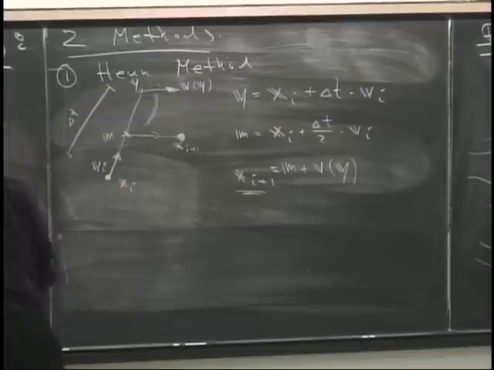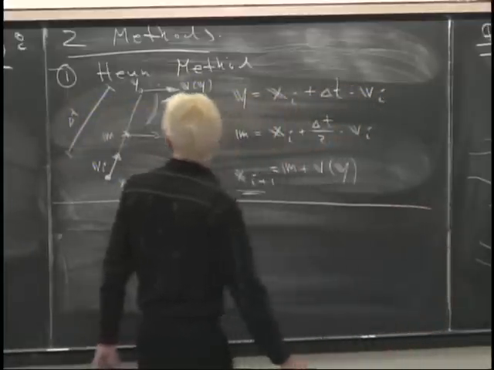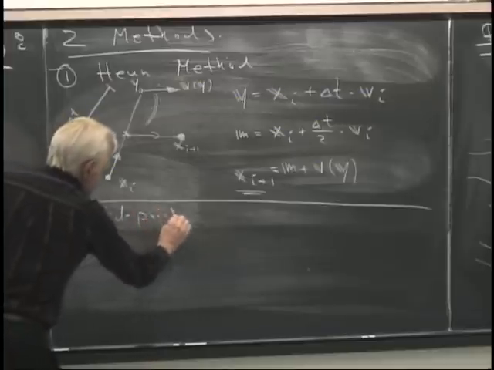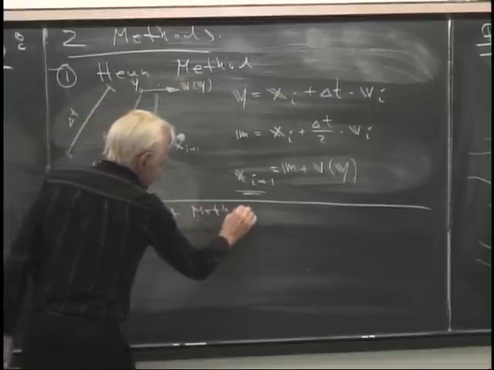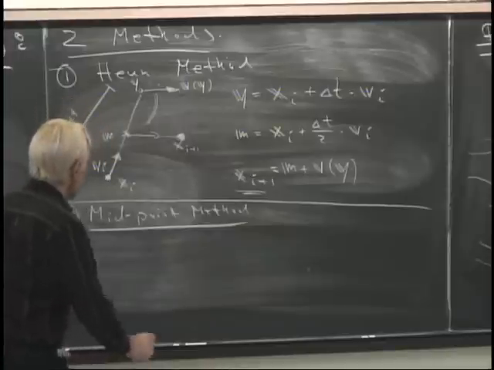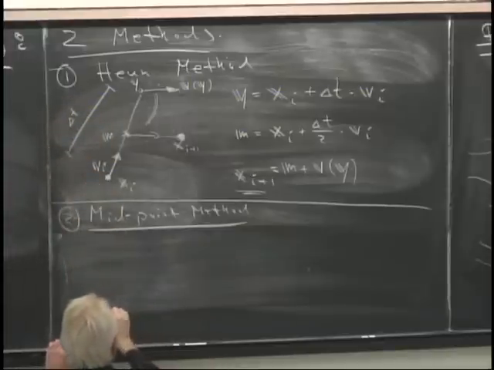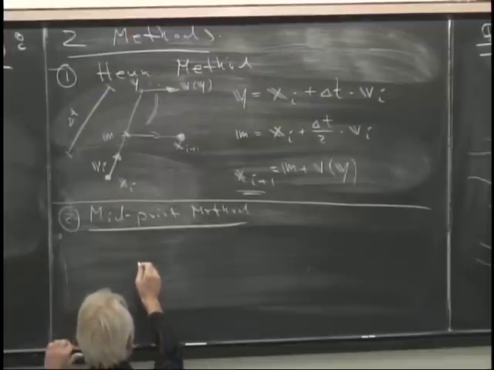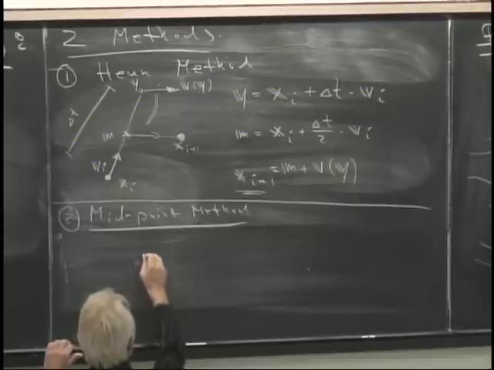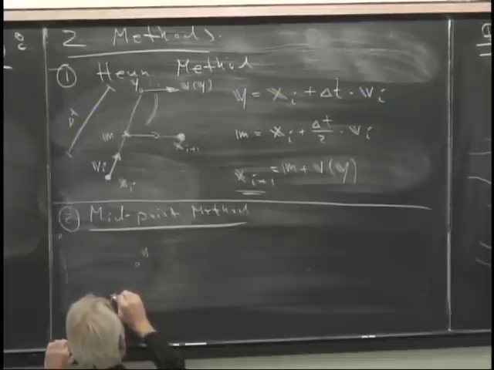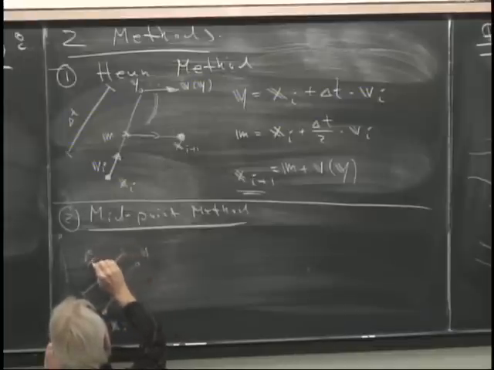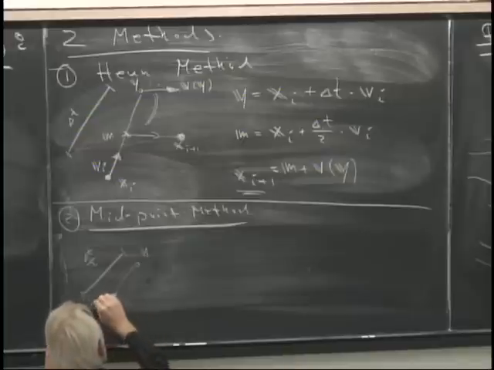The other method that you should know is called the midpoint method. How does the midpoint method work? Okay, you have your previous point, xi. The midpoint would be this guy. I call this midpoint now point y, the helper point. So I have a velocity here, and going in this direction would correspond to half the time step. This would correspond to delta t over 2. This is my velocity at i.